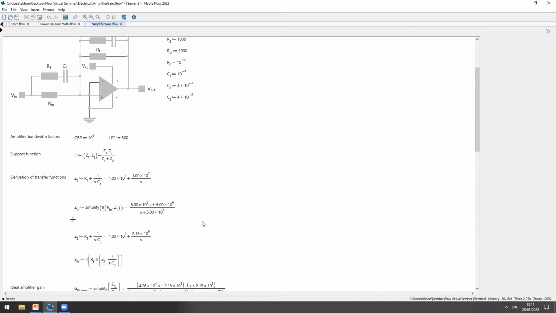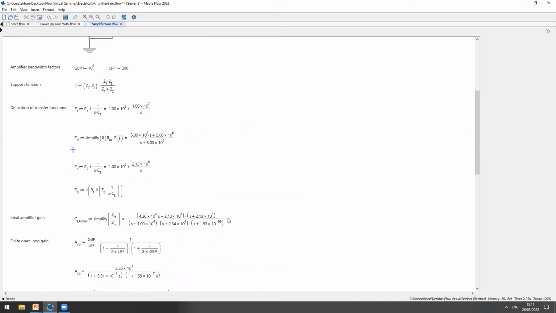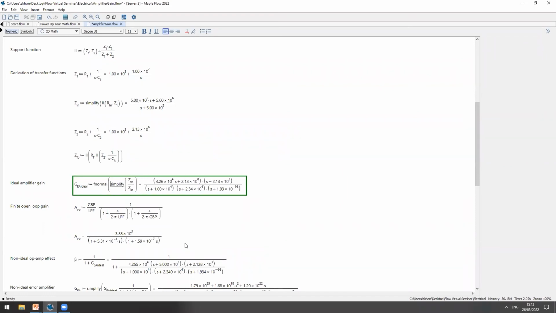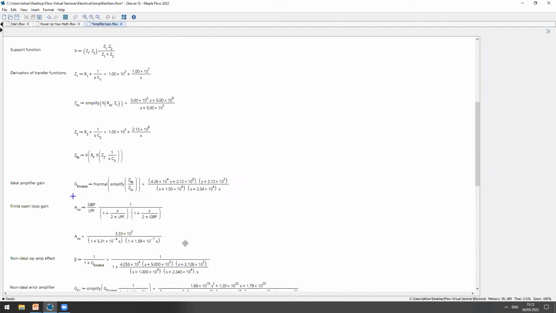So I do that same process for the other parts of the circuit, and I end up with an expression for the ideal amplifier gain. If you look carefully in this equation, there's a very small floating point term here. It's not going to do much to the dynamics of the system. So what I can do is remove small floating point numbers with the fnormal function. So if I press enter now, there we go. That small floating point term has disappeared.